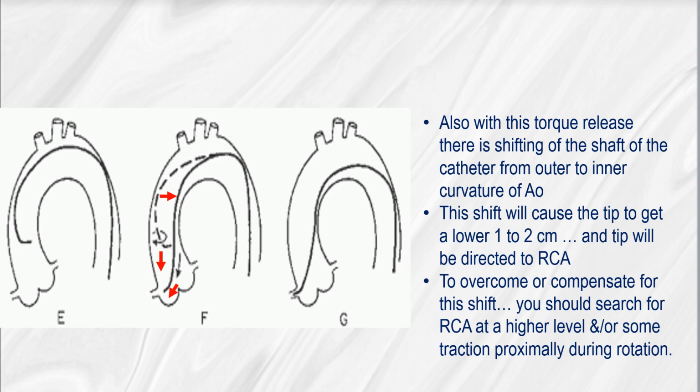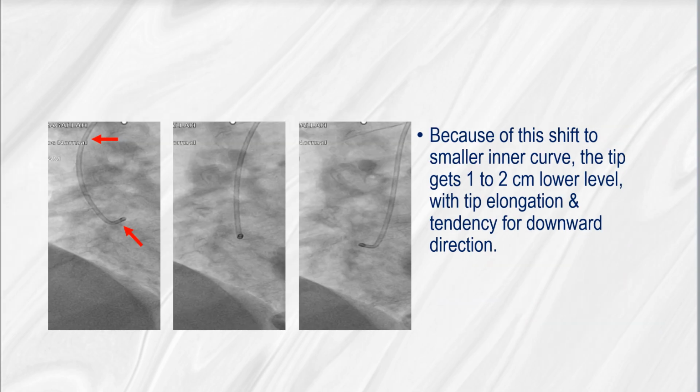To overcome or compensate for this shift, you should search for the RCA at a higher level and/or apply some proximal traction during rotation. Because of this shift to the smaller inner curve, the tip gets 1 to 2 centimeters lower, with tip elongation and a tendency for downward direction.